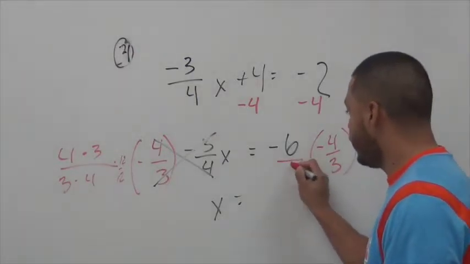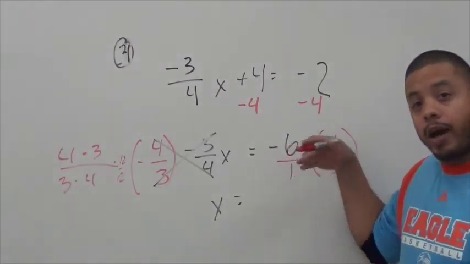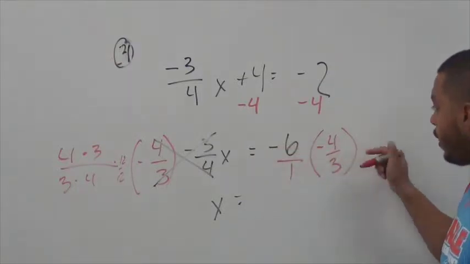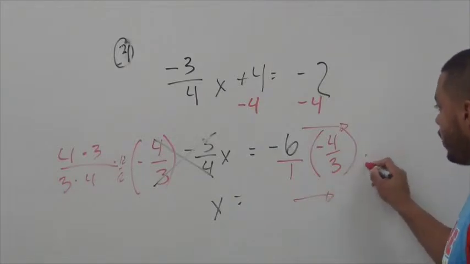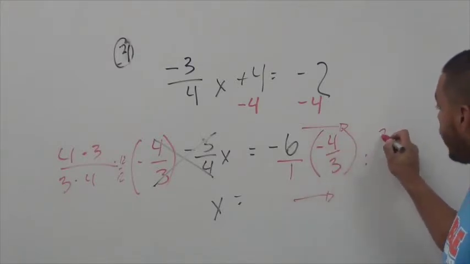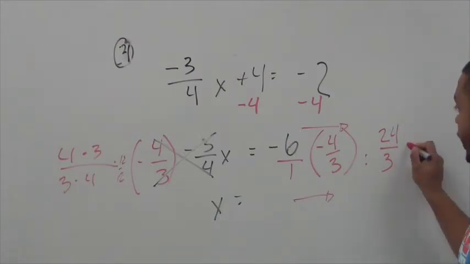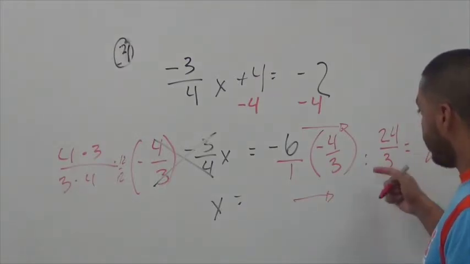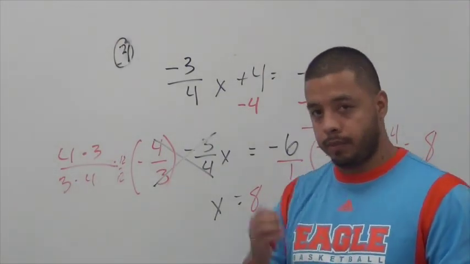Or I could simply do it like this. Because a whole number over 1, it's still that same whole number, right? So now I have 2 fractions. So then I'm going to multiply straight across. Okay, right? 24/3. Straight across. So I have negative times a negative. Positive. So positive 24 over 1 times 3/3. And you simplify that, and I'm left with what? Positive or negative? Positive. My answer is x equals 8.